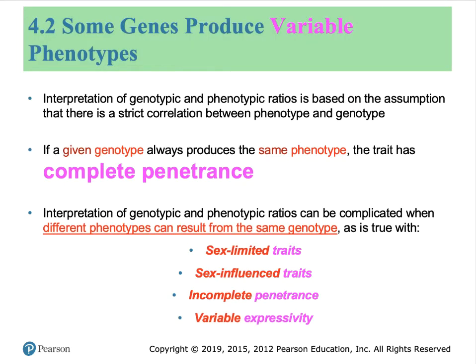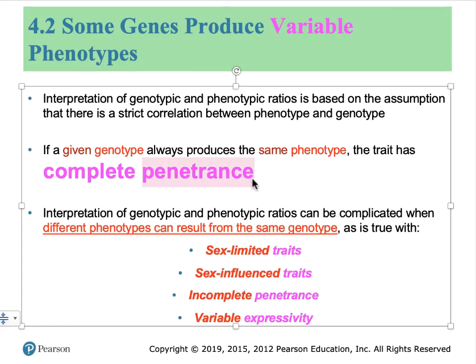Another genetic observation is that of variable phenotypes. So these individuals may have the same genotype, but the outward appearance is variable. Their phenotype is variable. The baseline is the same. For a given genotype, we assume that it always produces the same phenotype. And if that's the case, then we call that complete penetrance, because the genetics has penetrated completely into the phenotype without any side tracking or issues.